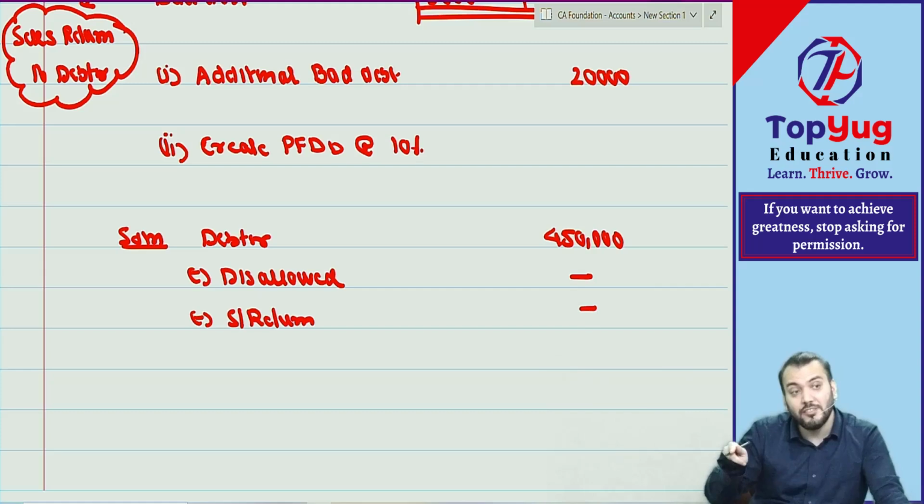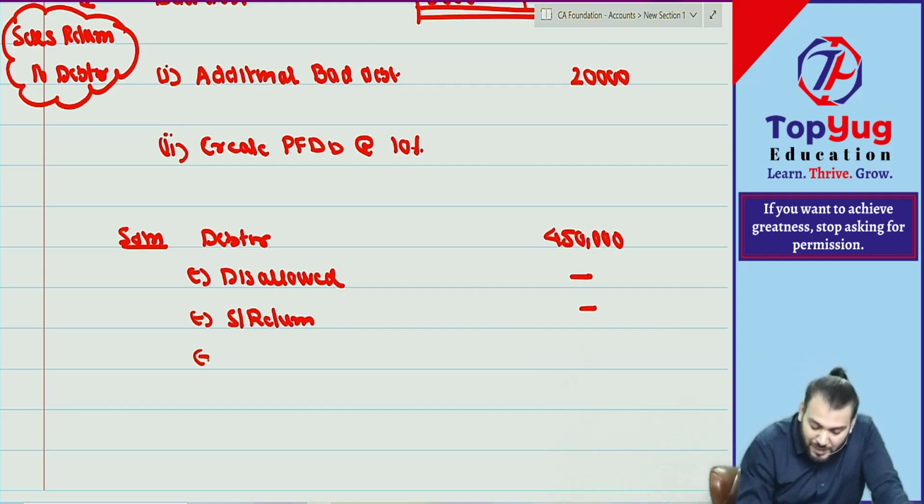Then the closing entry is what? Sales account debit to sales return. That is the closing entry. First we do the adjustment entry, then we close it. Understood? Correct. Then minus bad debt, how much?